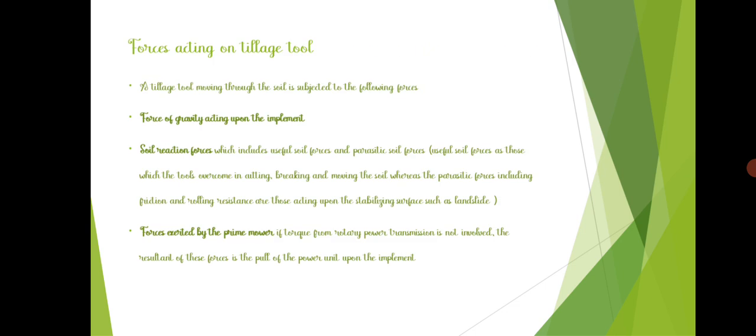Next, forces acting on tillage tool. A tillage tool moving through the soil is subjected to the following forces: force of gravity acting upon the implement, soil reaction force, which includes useful soil forces and parasitic soil forces. Useful soil forces are those which the tool overcomes in cutting, breaking and moving the soil, whereas the parasitic forces including friction and rolling resistance are those acting upon the stabilizing surface such as landslide.